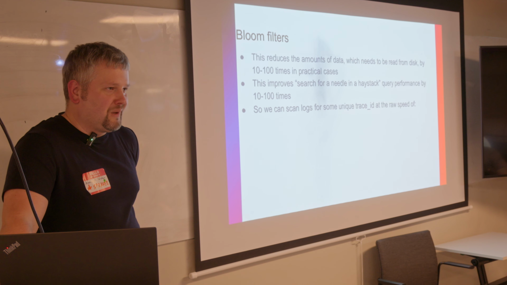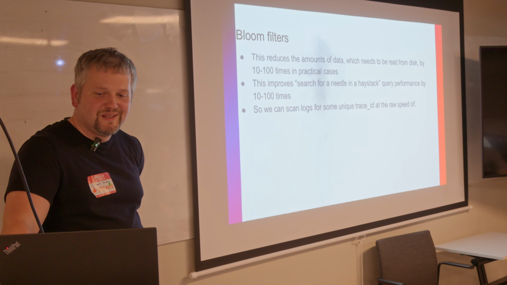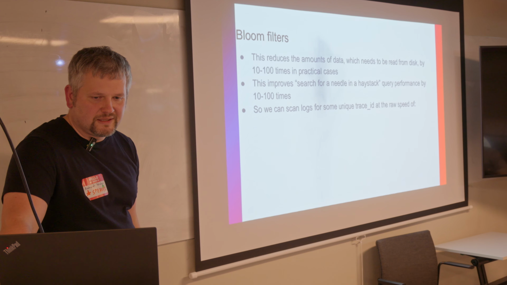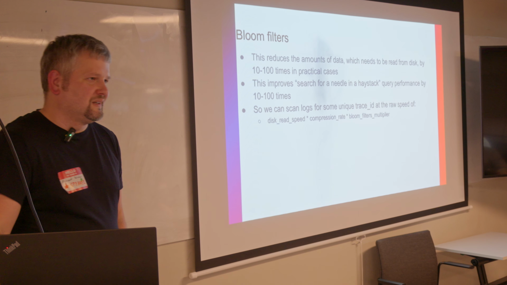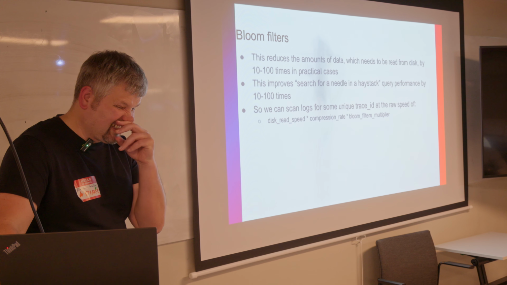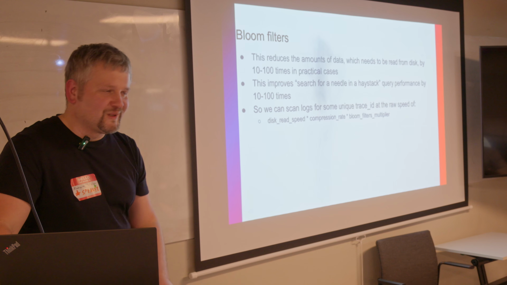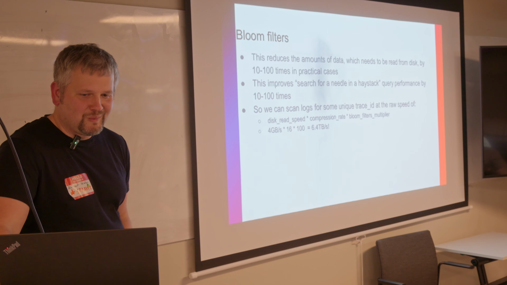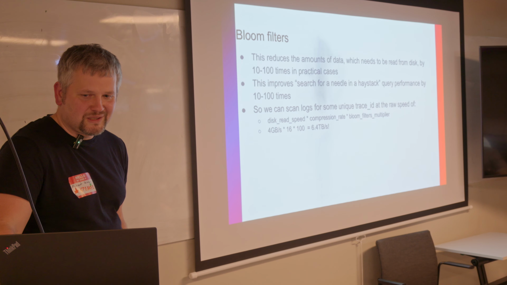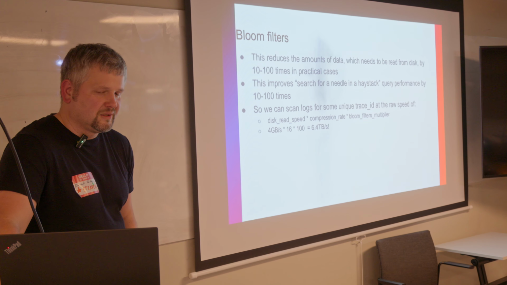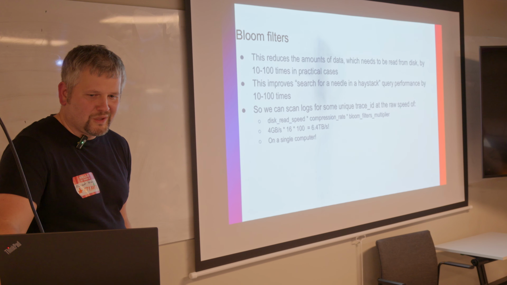Let's do some math of the raw scan speed for searching, for scanning of logs for some unique trace ID. And this math is simple. You just multiply the disk read speed by the compression ratio of these logs, because they are stored compressed on disk, and multiply by this Bloom filters multiplier, which is 10 to 100 times. And if you do this math, you get that the raw scan speed for such type of queries will be 6.4 terabytes per second on a single computer. So that's a pretty impressive number.